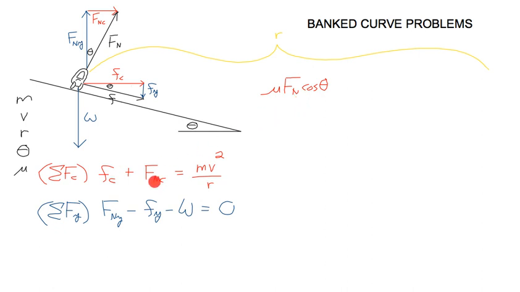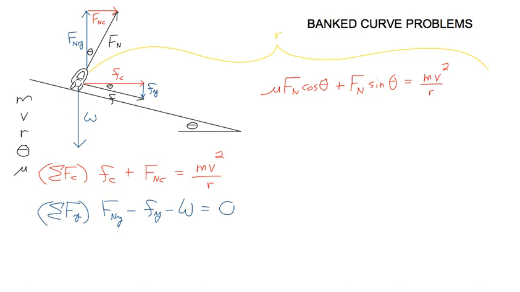Now I'm going to replace FNC. Well, FNC is the opposite side on this triangle. So I'm going to write it as the hypotenuse times the sine of the angle. All right, that would get me FNC. So this is going to be plus Fn times the sine of the angle, and that's going to equal mv squared over r. So that's my first equation.